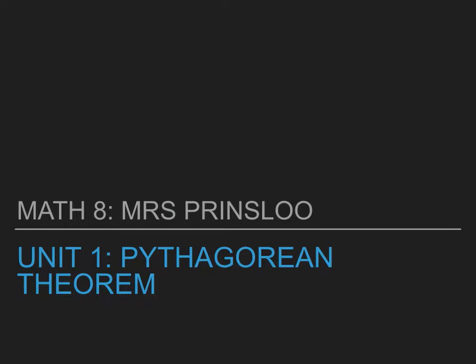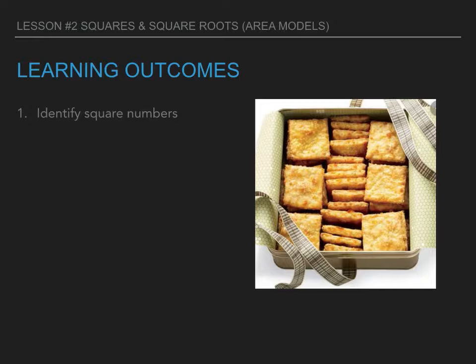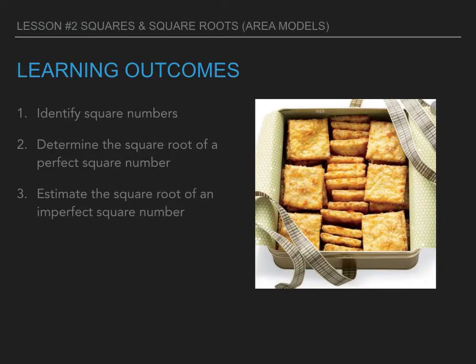In our first unit on the Pythagorean theorem, we've started out trying to really understand squares and square roots, and we've used area models to try to do that. Our learning outcomes, the things we're trying to be able to do, are firstly to be able to identify square numbers, secondly to determine the square root of a perfect square number, and thirdly to estimate the square root of an imperfect square number.